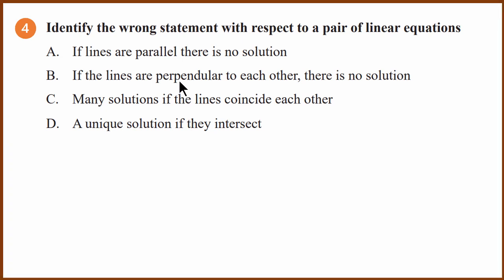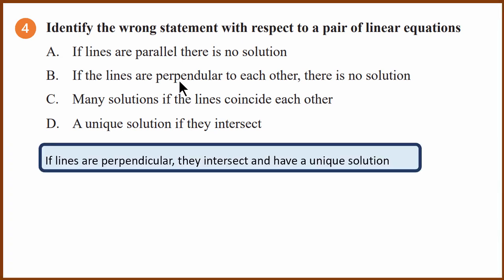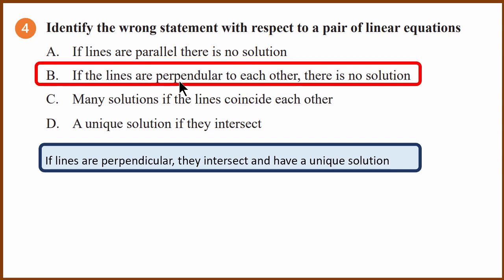The wrong statement is B. Therefore, the answer is B. B is wrong. So we have written here, if they are perpendicular, they intersect and have a unique solution.